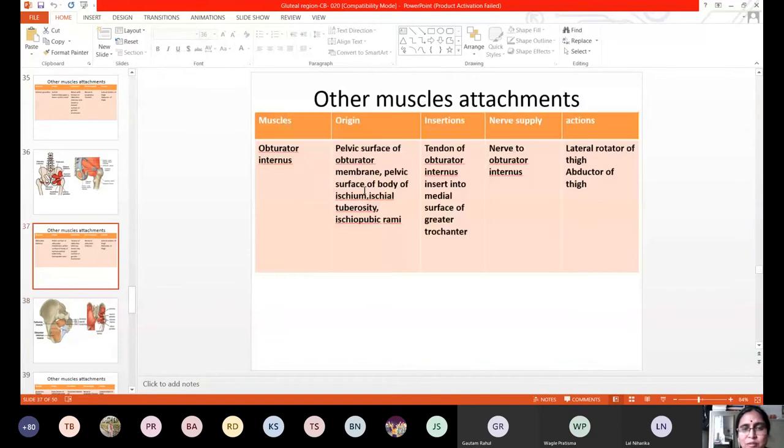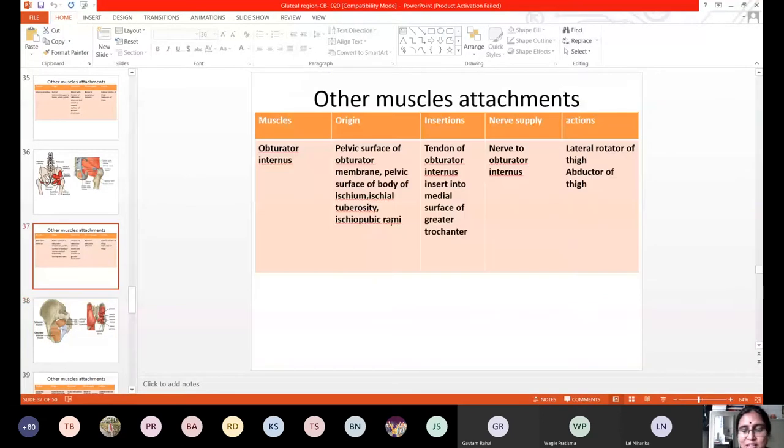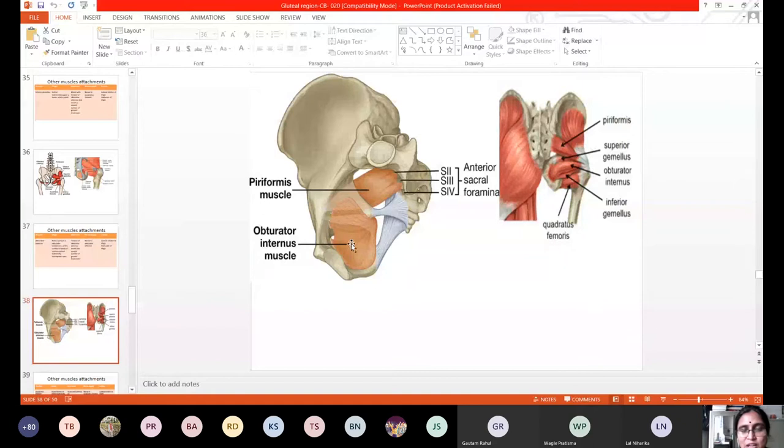Pelvic surface of the obturator membrane, pelvic surface of the ischium, and pelvic surface of which tuberosity here? Ischial tuberosity, okay? And which rami are here? Here you can see the ischiopubic rami. This whole is the origin. Then it enters into the gluteal region through which foramen? Lesser sciatic foramen.